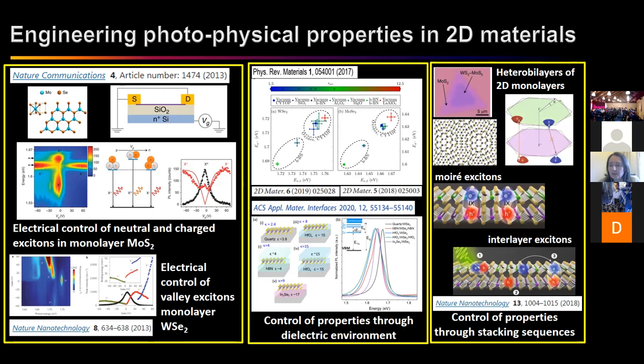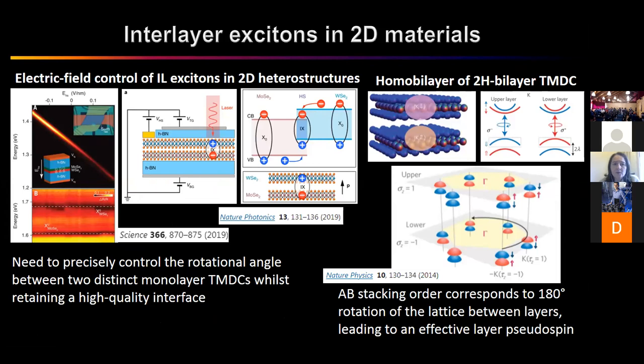So, in this type of system, there were reports of the observation of long-lived interlayer excitons, Moire excitons, and so on. In this type of 2D heterostructure, it is also possible to control the interlayer excitons by means of an electric field. And it has been demonstrated by various groups, but crucial to all these discoveries is the need to precisely control the rotation angle between the two distinct monolayers that form the heterostructure, while at the same time retaining the high quality of the interface.